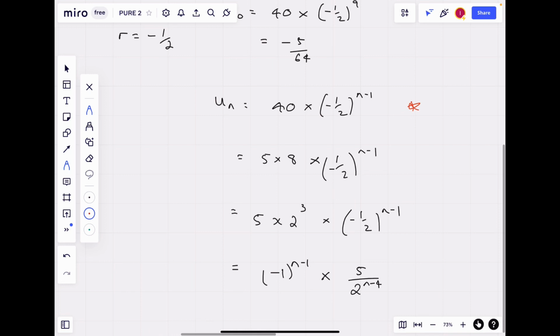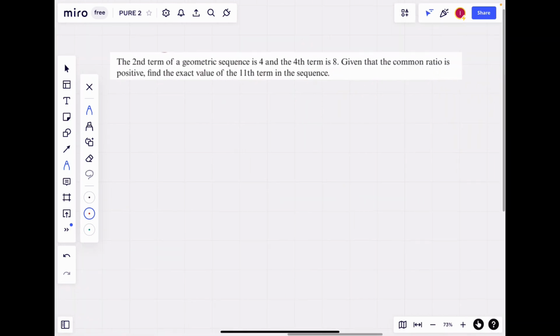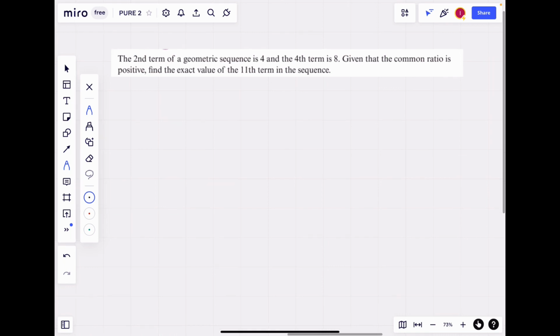Okay, so let's have a look at this scenario. It says the second term of a geometric sequence is 4, so u2 equals 4, and the fourth term is 8, u4 equals 8. Given that the common ratio is positive, find the exact value of the 11th term, u11 equals question mark.